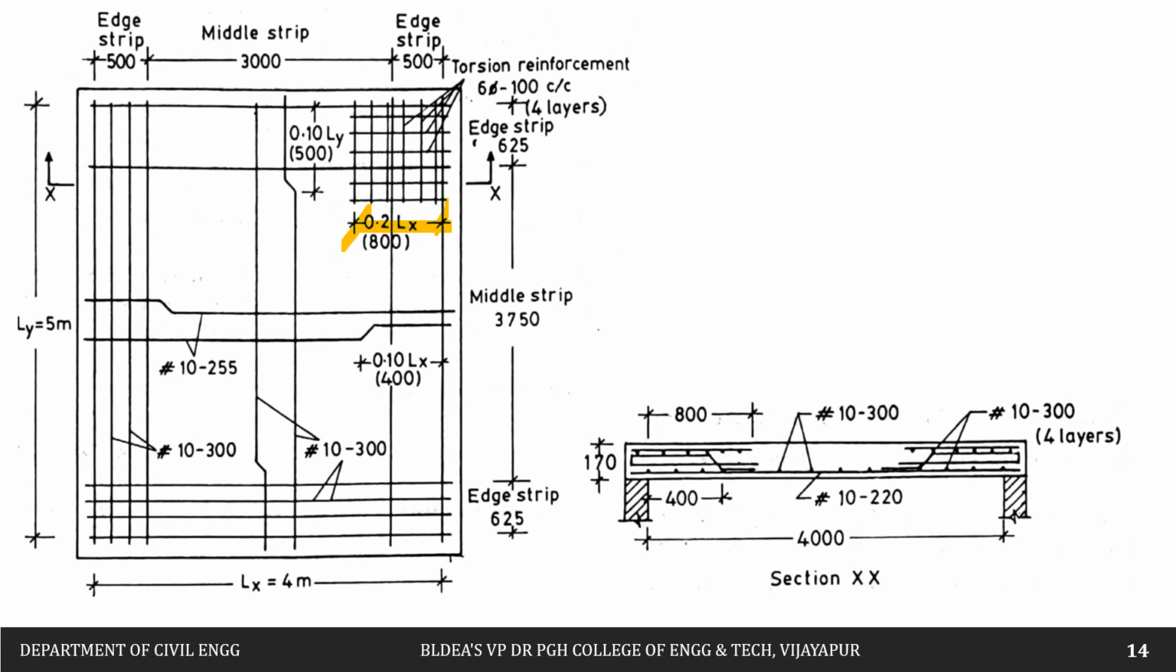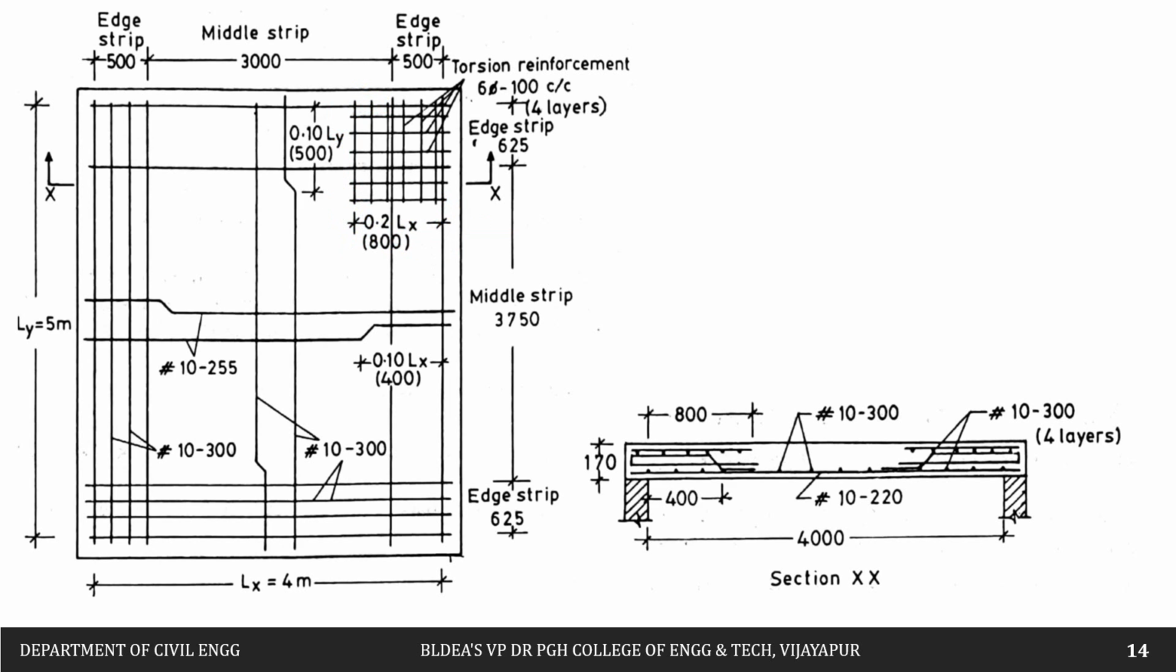It is nothing but 1/5 of the shorter span. The shorter span is 4000, so 1 by 5, that is 0.2 multiplied by 4, it will be 0.8. Therefore up to a distance of 800 mm we are going to provide the mesh. So here it is 800 mm, here it is 800 mm. Similarly you can provide on all the four sides.